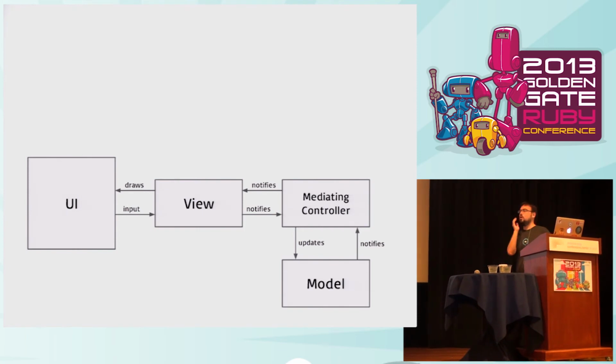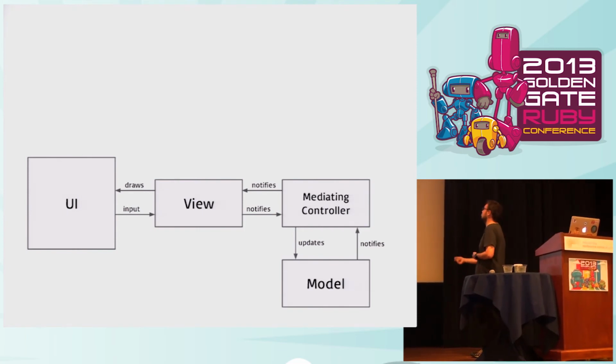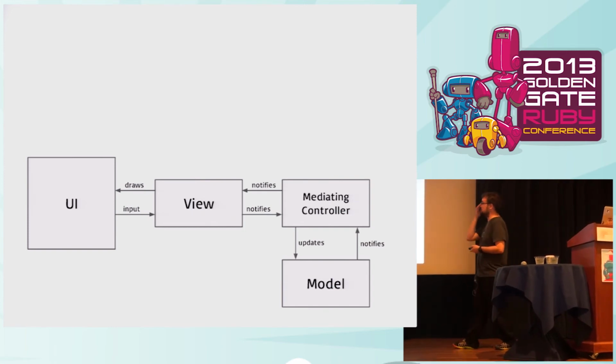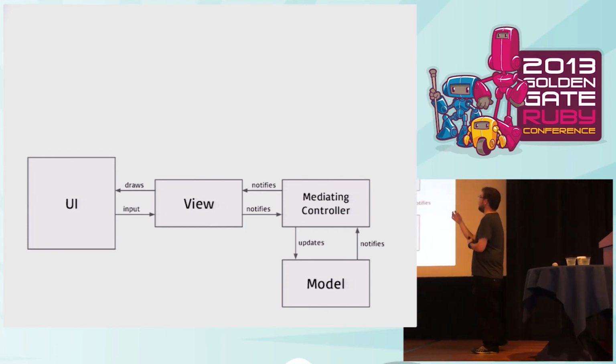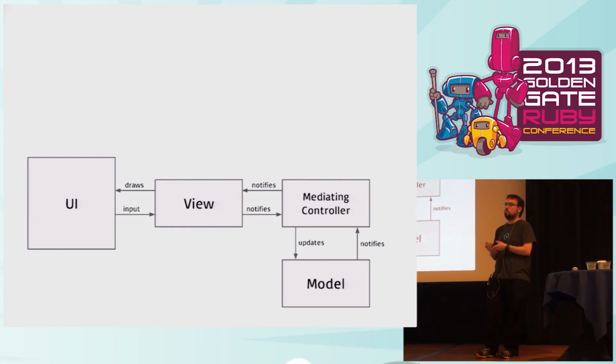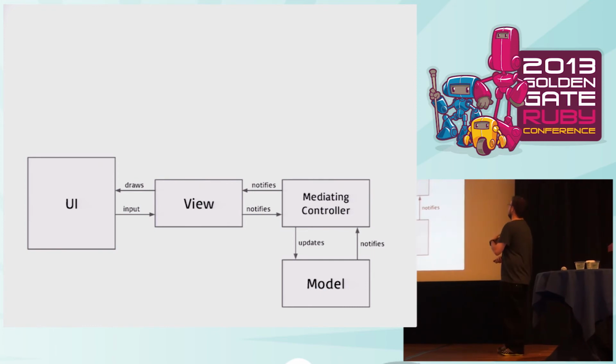So Cocoa enhanced the previous pattern a little bit. The way Cocoa's pattern works, it's also a little bit simpler, is that it doesn't have the separation of view and controller that the typical MVC pattern had. It goes back to the original, where it's just one object that both handles input and draws. But there's another object in between.